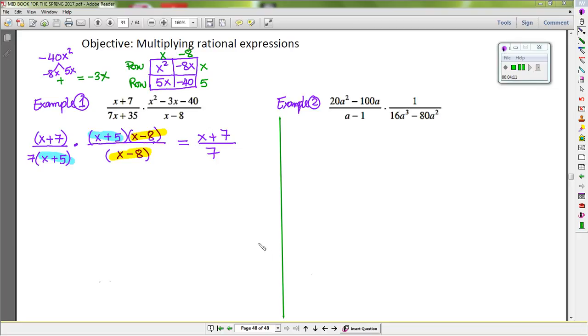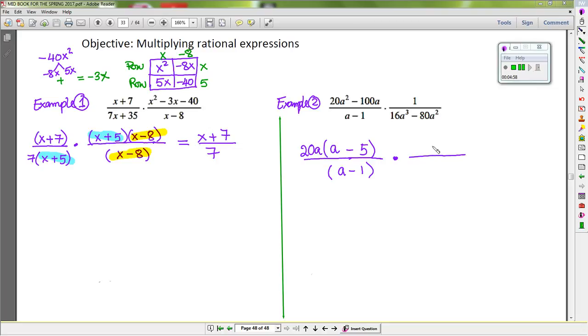So let's move on to example 2. Now the first step, we are going to factor the numerator and the denominator. Let's start with the numerator of the first fraction. 28a squared minus 108, they have 28 as the greatest common factor. 28a squared divided by 28 gives us a squared. Negative 108 divided by 28 gives us negative 5. So let's go to the denominator. We have a minus 1, so this is prime. We cannot factor it, so we write it exactly the way it is.